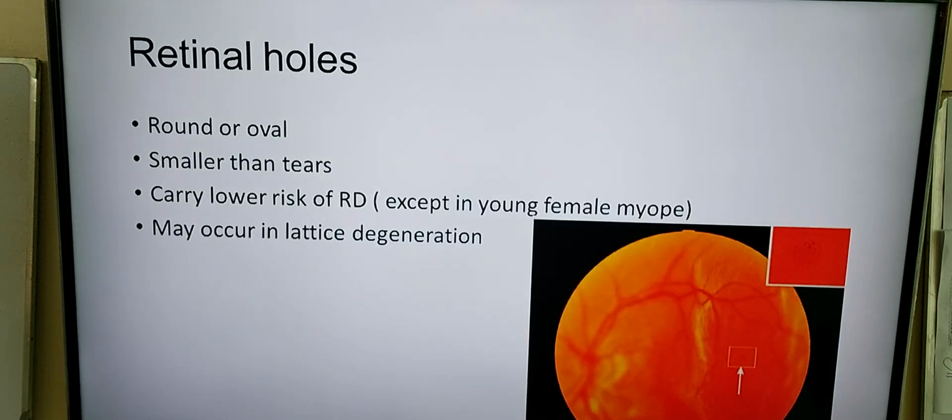Retinal hole. A retinal hole is a small round or oval hole. It is smaller than tears and it carries a low risk of retinal detachment except in young female myopes, and it may occur in lattice degeneration.